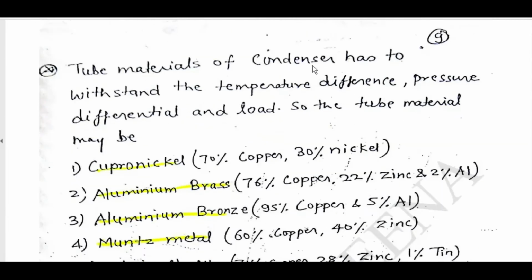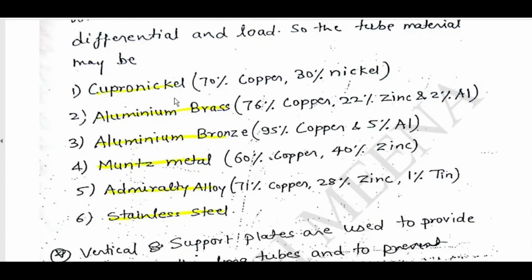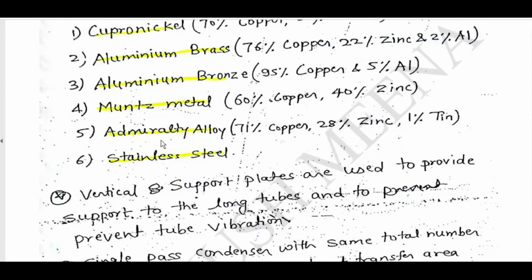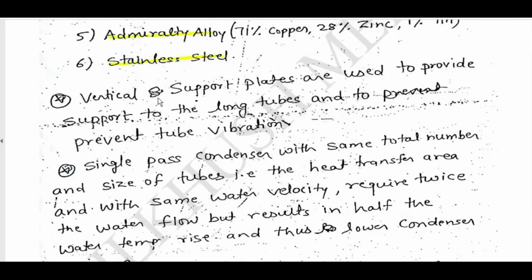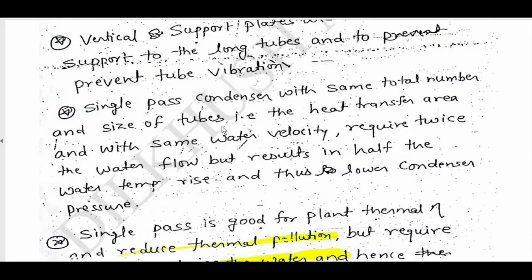Tube materials of the condenser have to withstand the temperature difference, pressure differential, and load, so the tube material may be cupro nickel, aluminum brass, aluminum bronze, Muntz metal, admiralty alloy, or stainless steel. Vertical support plates are used to support long tubes and to prevent tube vibrations.